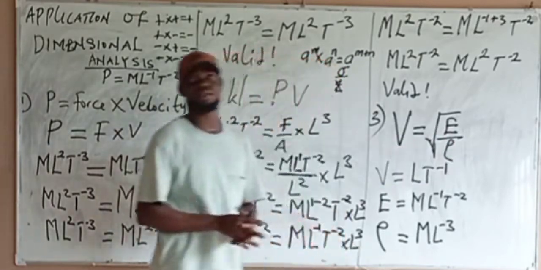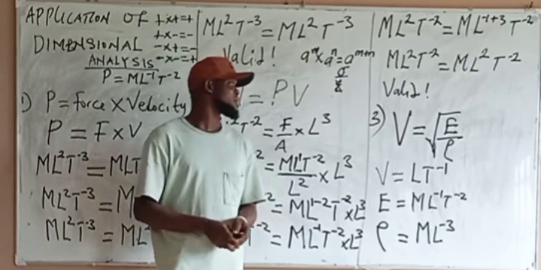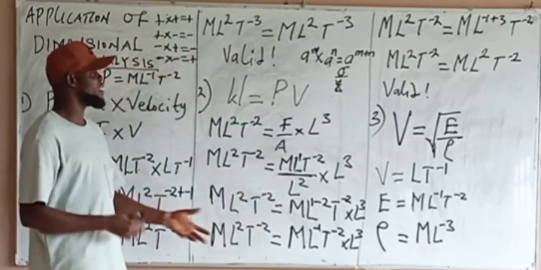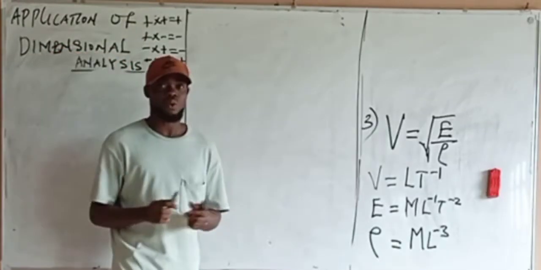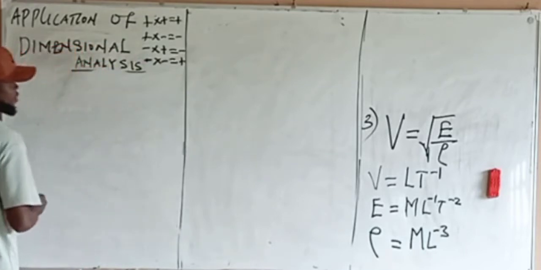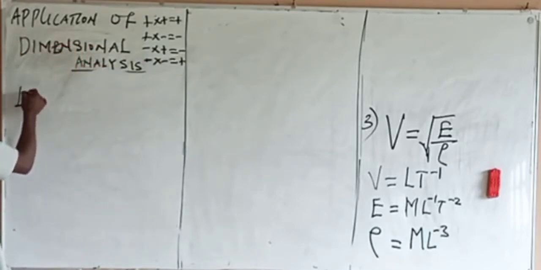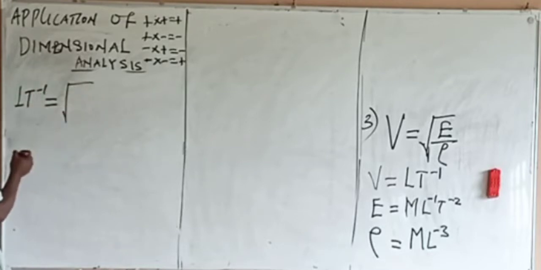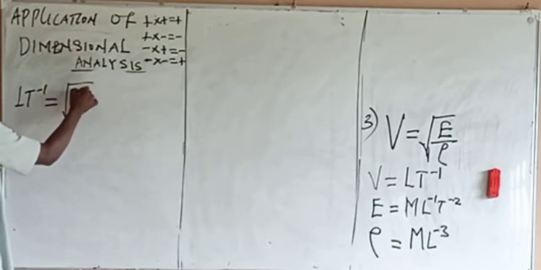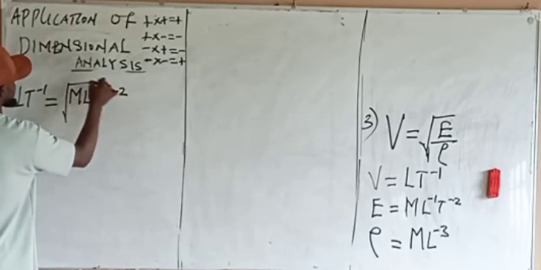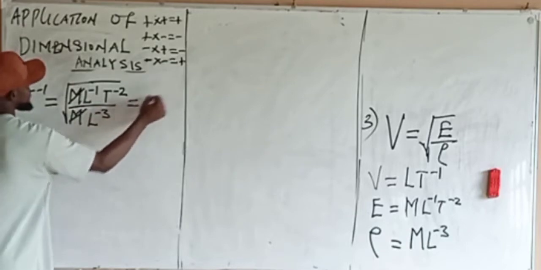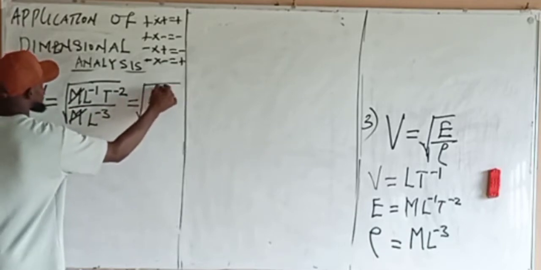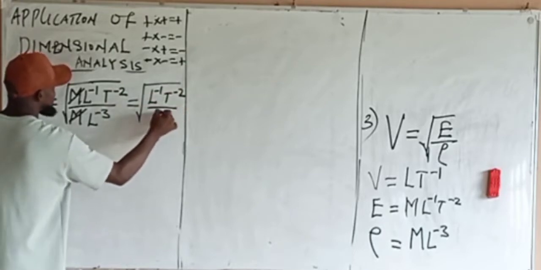Now, how are we going to check whether this equation is valid or not? Place their respective dimensions anywhere you see them, or just replace V, E and rho with their respective dimensions. Just substitute. We are going to have V is L T raised to the power minus 1. Then the square root of E is M L raised to the power minus 1 T raised to the power minus 2, over rho, which is M L raised to the power minus 3. This will cancel this. So we'll be having the square root of L raised to the power minus 1 T raised to the power minus 2 over L raised to the power minus 3.